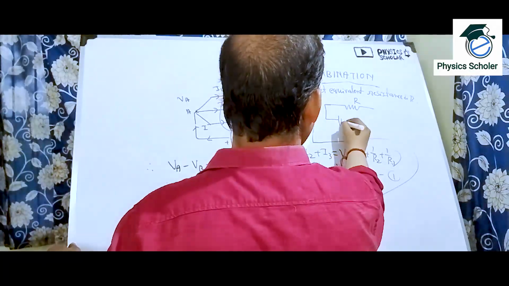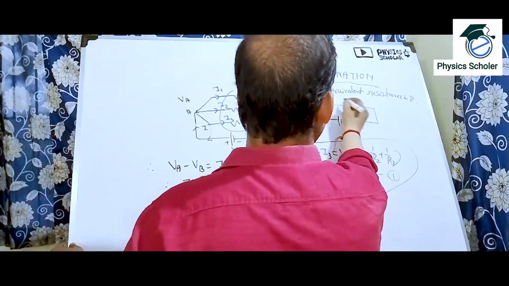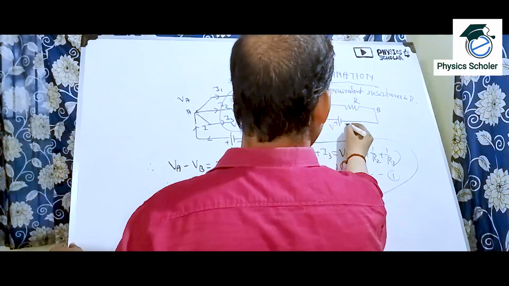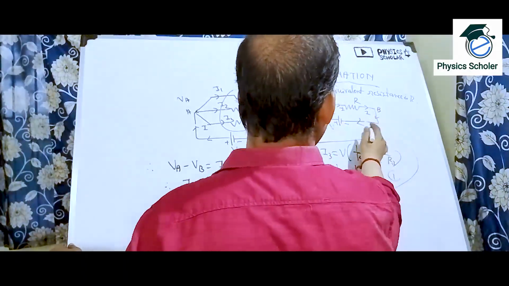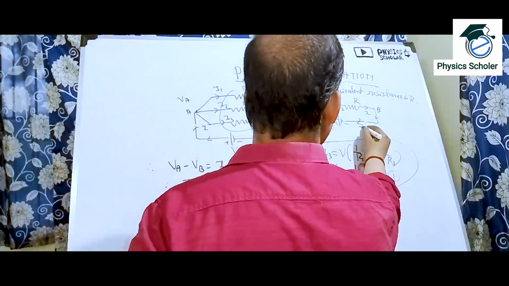So what is left? Only the battery is left. It is A, it is B, it is V. So the same current I will flow. That is known as the equivalent circuit. It is also I.